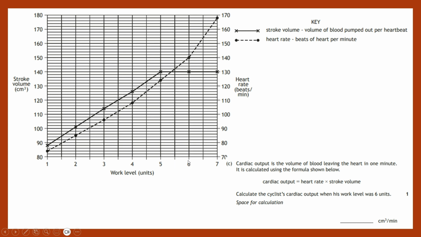So 6 units. So solid line, the crosses, that's stroke volume. So read from this side, so 140. And let's find heart rate. Read from this side, it's also 140. So we know from the formula we multiply those together. We don't need to convert it, we just need to state it in centimetres cubed. So 140 times 140 for 19,600.